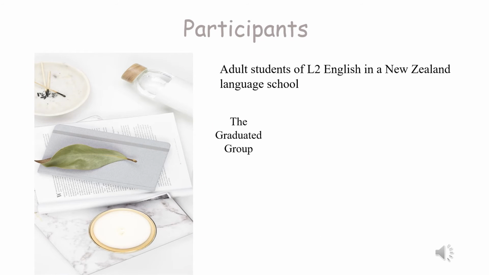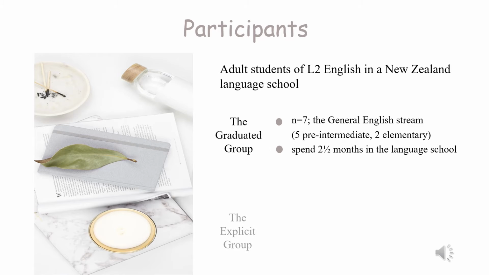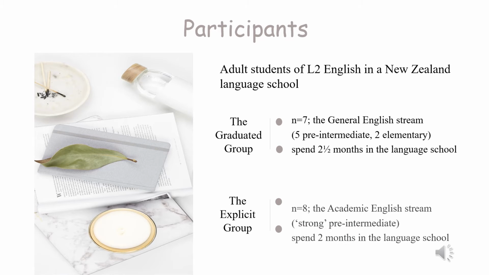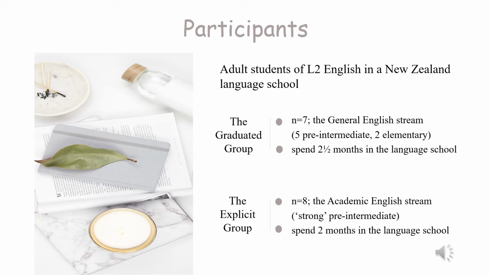The first one is participants. The participants were all adult students of L2 English in a New Zealand language school. They were assigned to two groups, namely the graduated group and the explicit group. The graduated group came from the general English stream, a total of 7 people. 5 students were classified by the language school as pre-intermediate students, and 2 as elementary students. They had spent an average of 2.5 months in the language school.